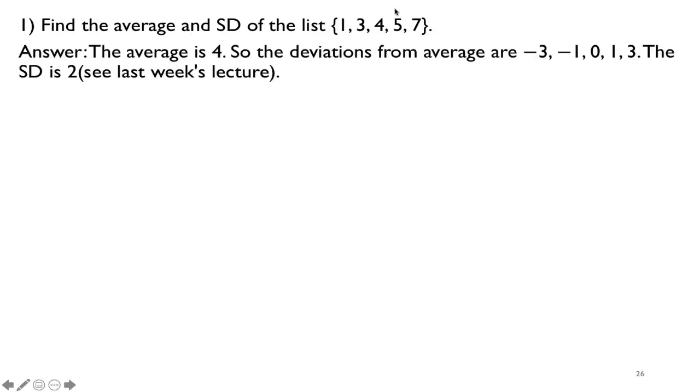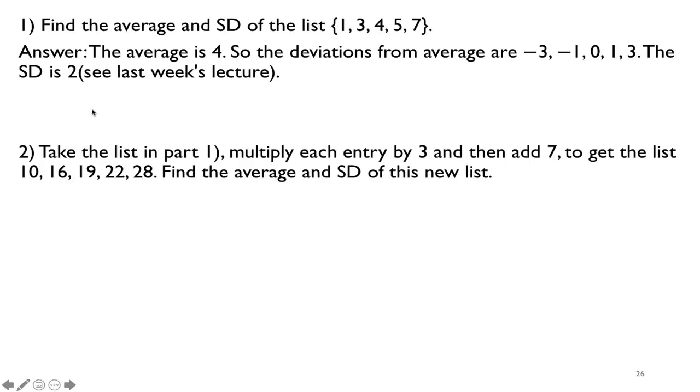The average of this list is 4. If you compute the SD, it is 2. So if I take this list and multiply everything by 3 and then add 7, I get the following list, 10. Again, multiply by 3: 3 times 1 is 3, plus 7 is 10. 3 times 3 is 9, plus 7 is 16. So I'm taking every number from this first list, 1, 3, 4, 5, 7, multiplying by 3, and then adding 7. The question is, how does that affect the average and the SD?